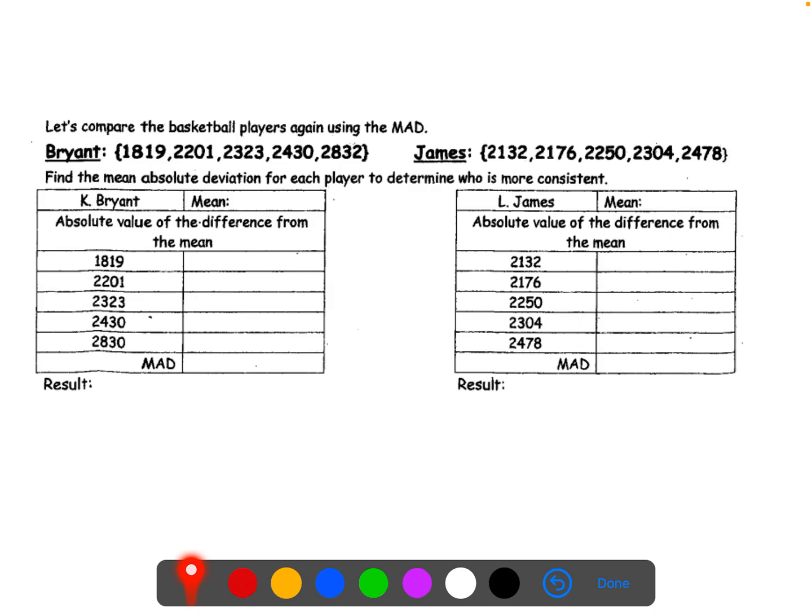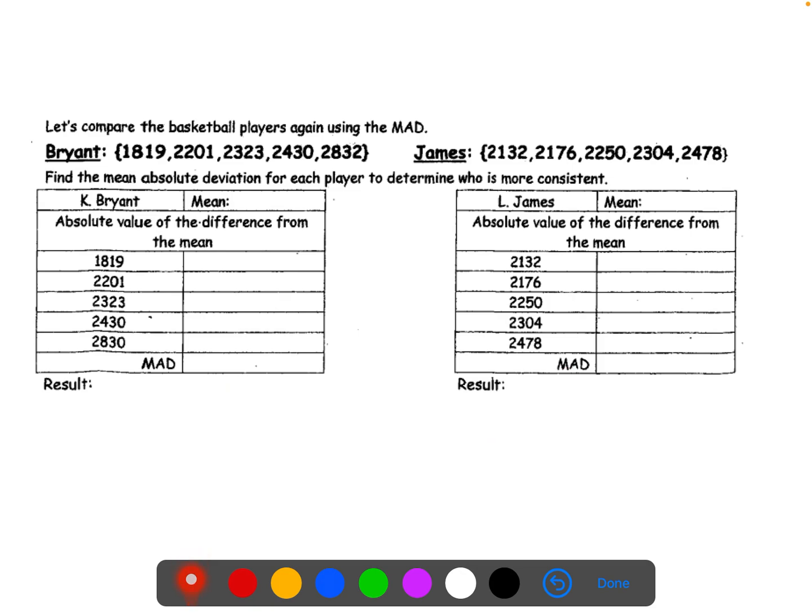All right. Now, I want you to go ahead and find the MAD for Bryant and for James. Based off of their 5-season totals, remember to find the mean first, then the deviation from the mean for each of the 5 values, and then find the mean again to get our mean absolute deviation. Determine which of these players is more consistent using MAD now instead of IQR.